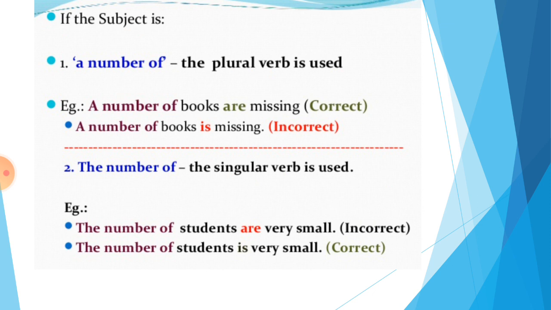If the subject is a number of, the plural verb is used. And if the subject is the number of, the singular verb is used. We must be very careful about this. For example, a number of books are missing. This is correct, but not a number of books is missing. And if the subject is the number of, the singular verb is used. The number of students are very small. That is wrong. The number of students is very small.